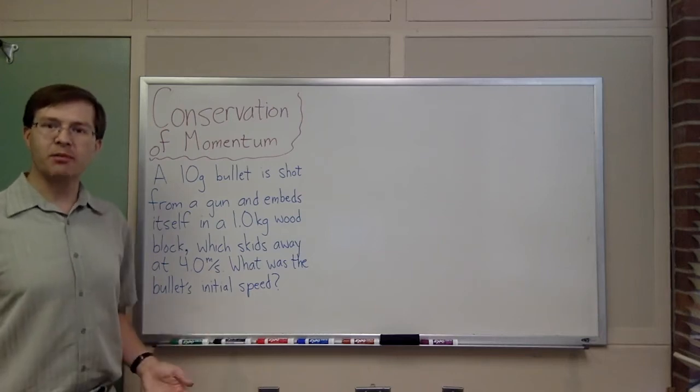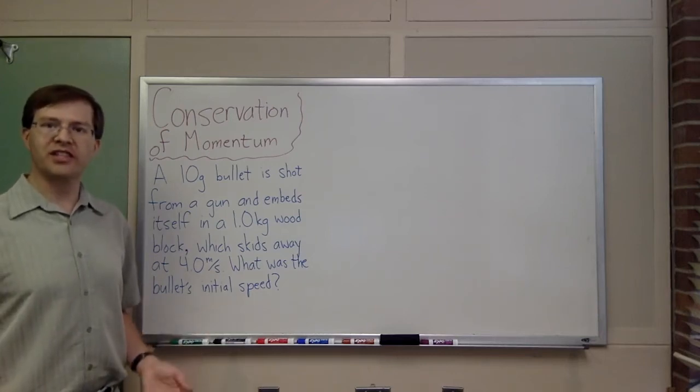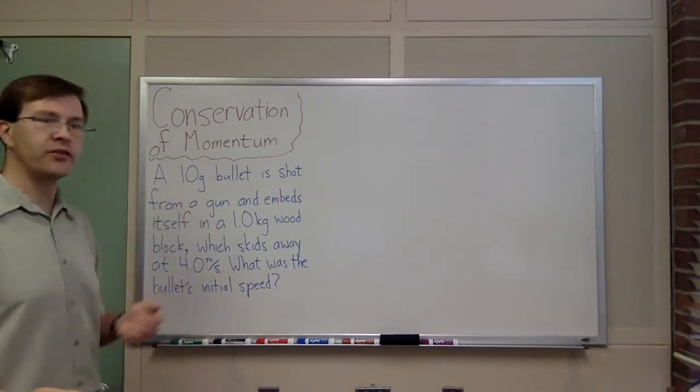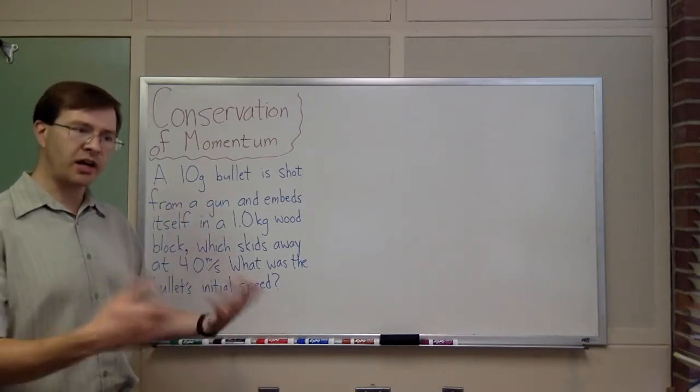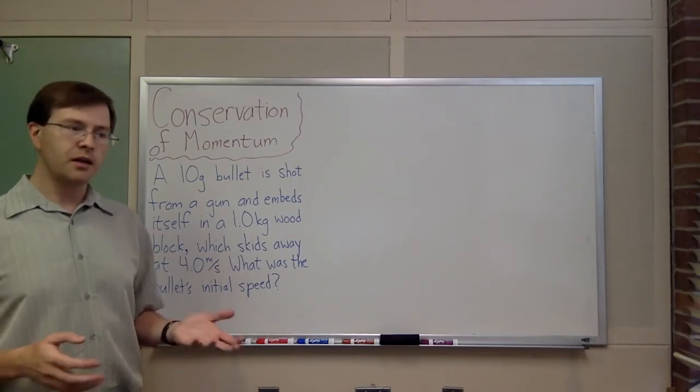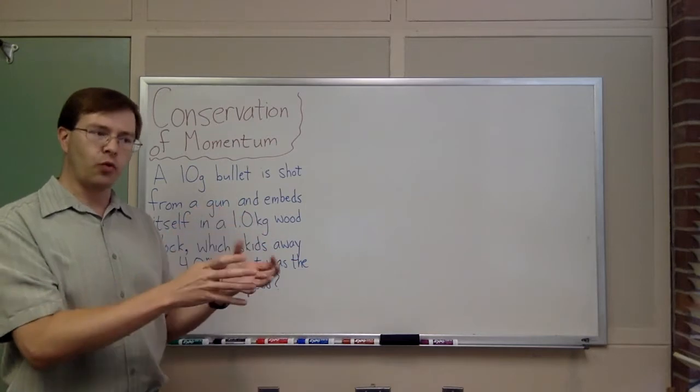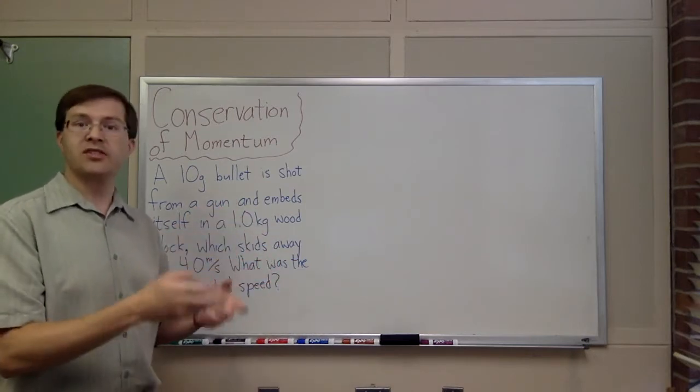I'd like to show an example of how to solve a problem using conservation of momentum. The problem we're going to look at, in particular, is a problem where we're trying to figure out the initial speed of a bullet that's been shot out of a gun. And we're going to do that by firing the bullet so it embeds itself in a block of wood. A block of wood is bigger, easier to measure its speed.